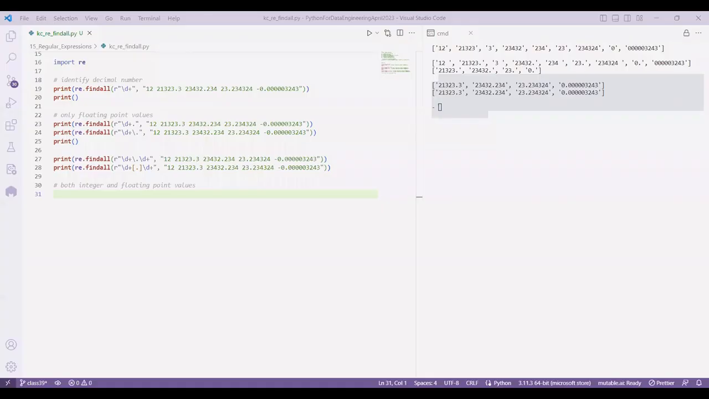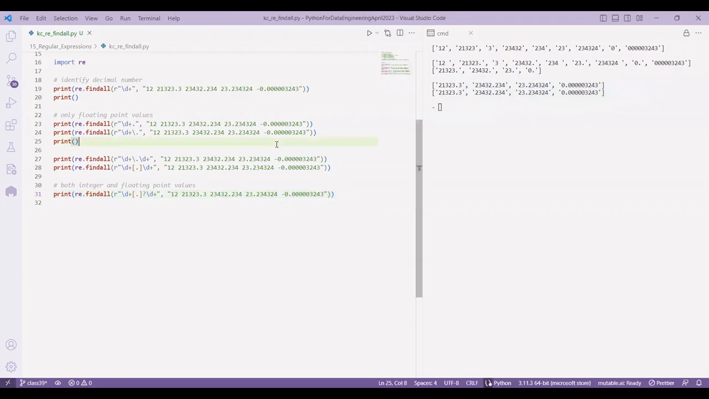now I want a combination of both the numbers. Then how do I get it? What I need to do is make the second part optional. In that case, for this dot, I can write a question mark. Question mark means if it is present, it can be present; if not, also fine. So in that case, if I write like this, what will happen?